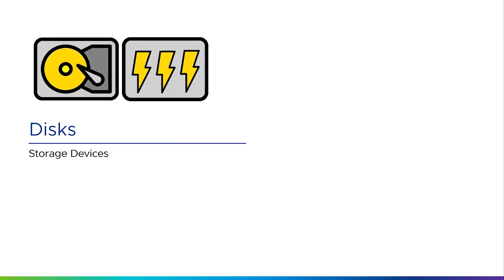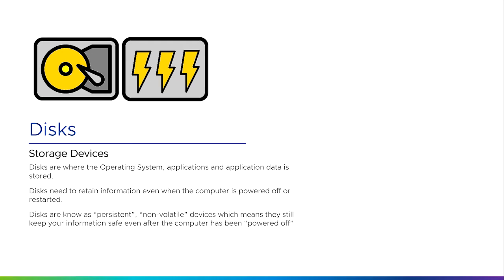If we now move on to disks or storage devices. Disks are where the operating system, applications and application data is stored. And the important thing about disks is that they need to retain information even when the computer is powered off or restarted. And for that reason, disks are known as persistent or non-volatile devices, which just means that they keep your information safe even after the computer's been powered off. Names that you'll see associated with various types of disks and drives are Western Digital, Seagate, Hynix, Samsung.